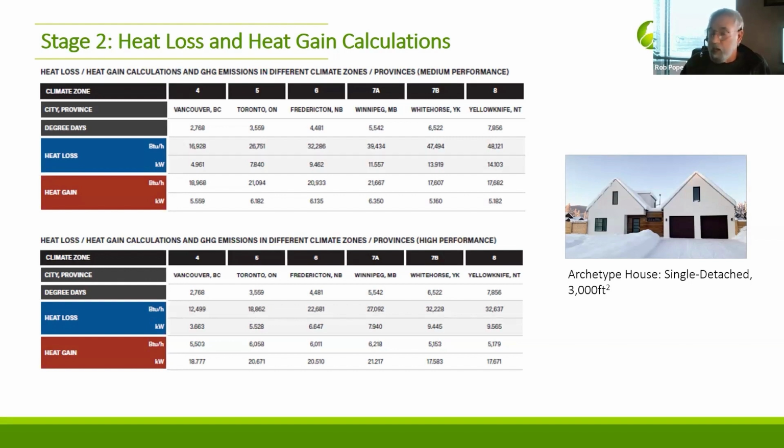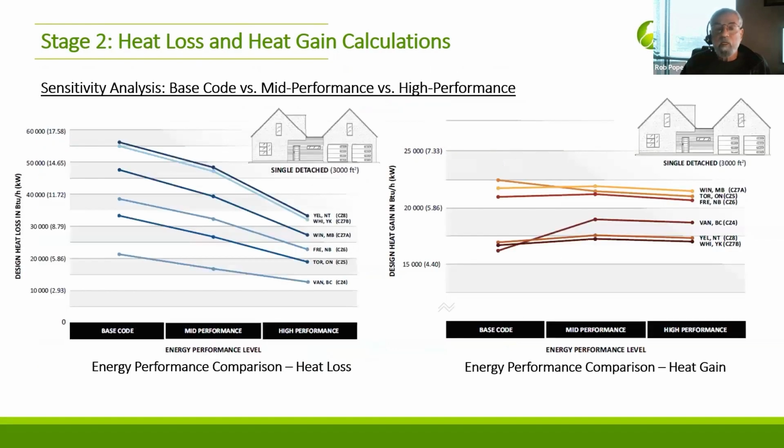It does affect it, but not as much as most people think. We'll talk about this in a bit. So here's some graphs. You can see on the left, as you go from base code to high performance, it clearly illustrates that the heat loss is going down, right? You have less heat loss because you have a better performing home, right? But look on the right here, the difference in the heat gain is not that much.